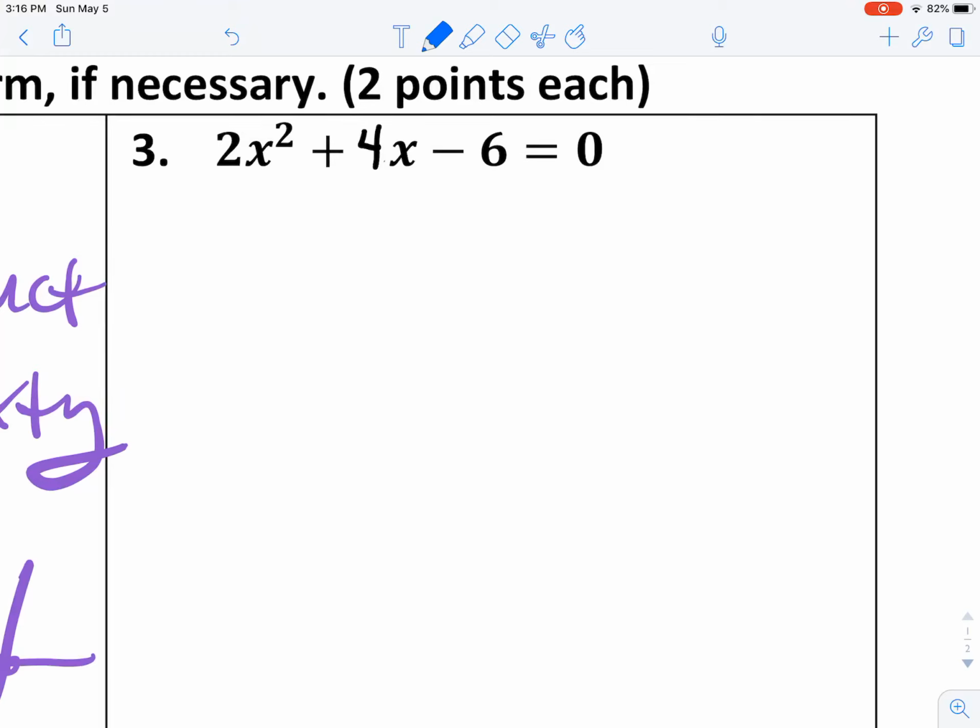Solving this quadratic is going to be one of the more complicated ones because we are going to factor it, and then we are going to solve it using the zero product property.